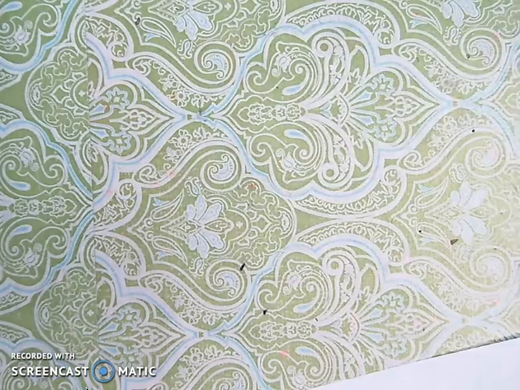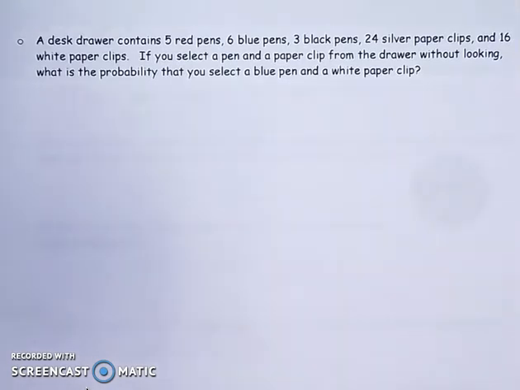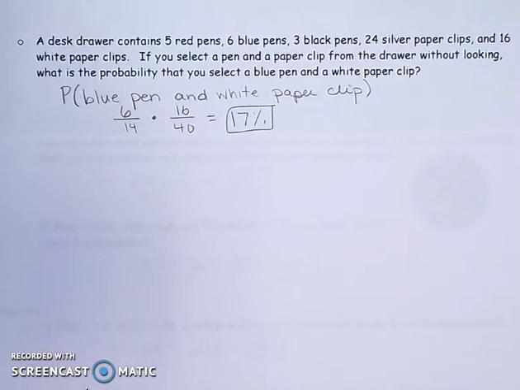The next problem talks about a desk drawer and different contents of this desk drawer. You have 5 red pens, 6 blue pens, 3 black pens, 24 silver paper clips, and 16 white paper clips. So lots of pens and paper clips. You want to pick a pen and a paper clip without looking, so you're not cheating, and see what's the probability that you get a blue pen and a white paper clip. Well, we have 6 blue pens out of our total of pens, which is 14, and we have 16 white paper clips out of a total of 40 paper clips. We want the probability of the blue pen and the white paper clip, so that's again 6 out of 14 times 16 out of 40, which again is about 17%.